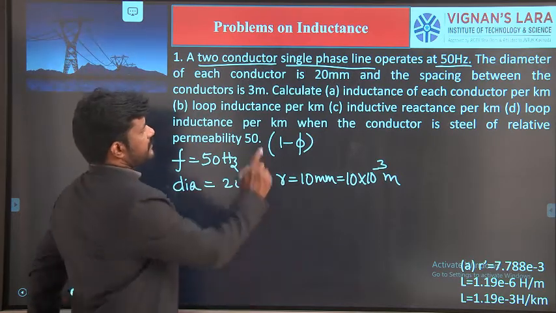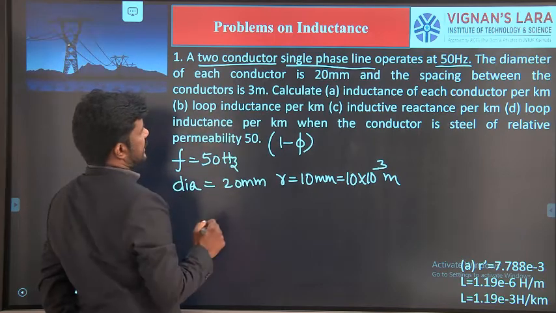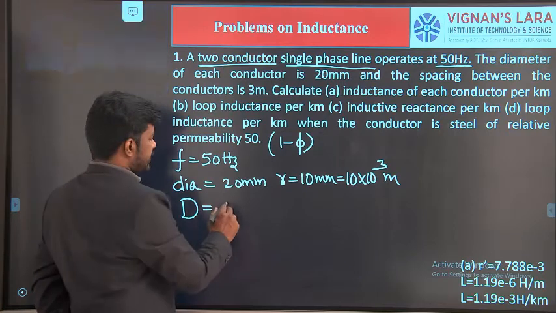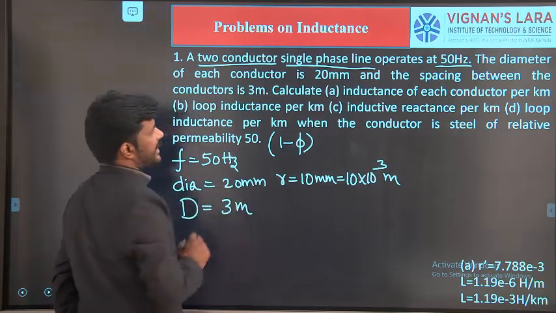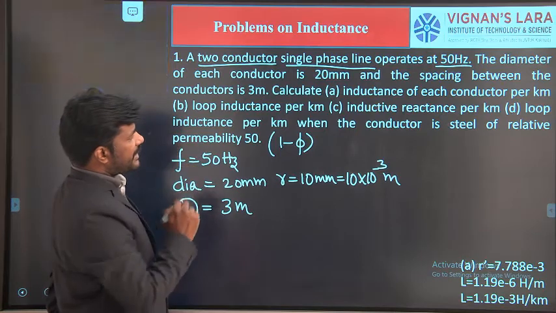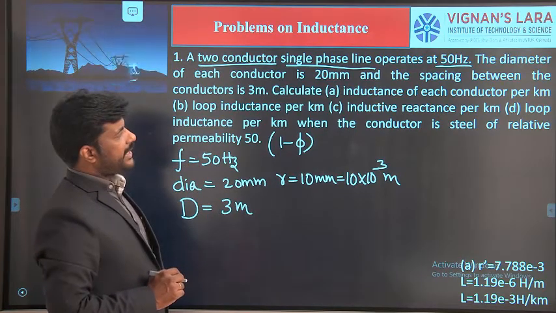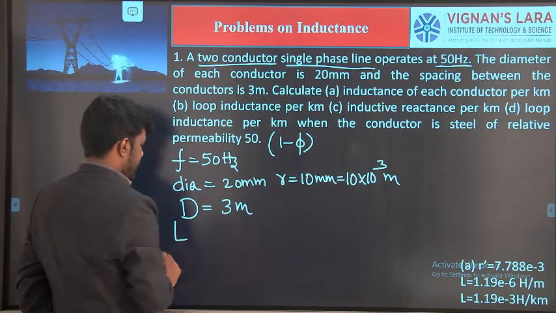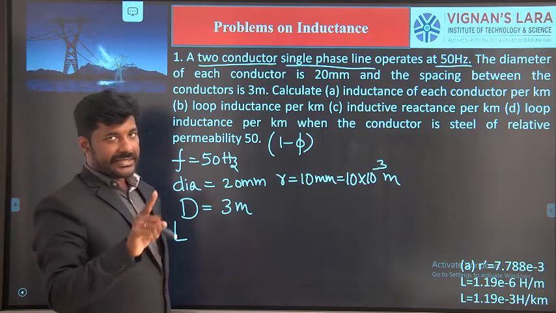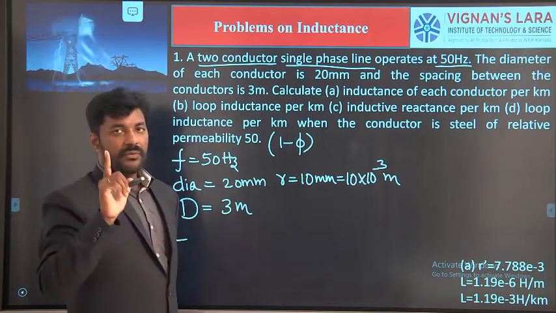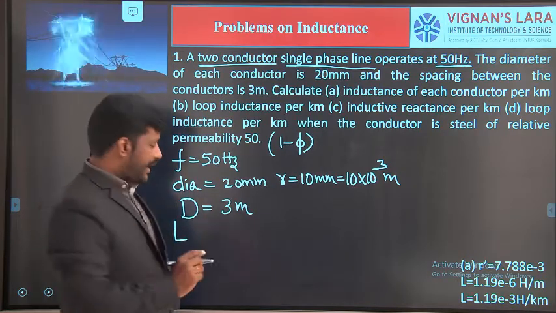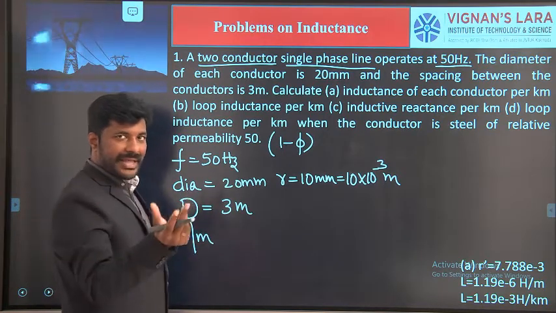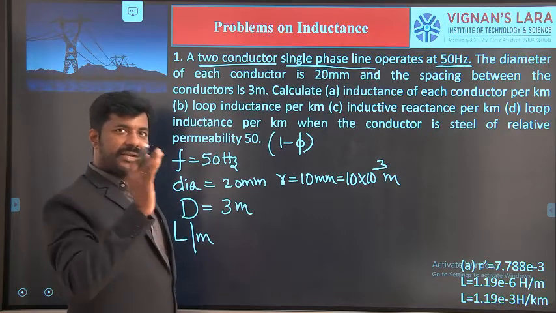Next, the spacing between the conductors is 3 meters. The spacing between the conductors is represented with the letter capital D, which is equal to 3 meters. This was the data given. And the first bit is to calculate the inductance of each conductor per kilometer length. Clearly observe in the problem, they are asking the inductance value for 1 kilometer. But we have the formula for the inductance per meter length. After getting the answer, you multiply it with 1000. Then we will get the value for kilometers.